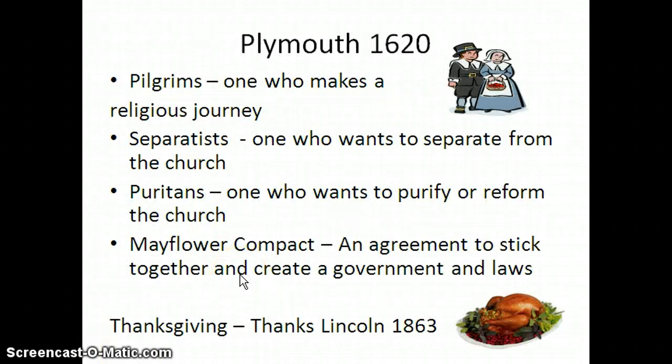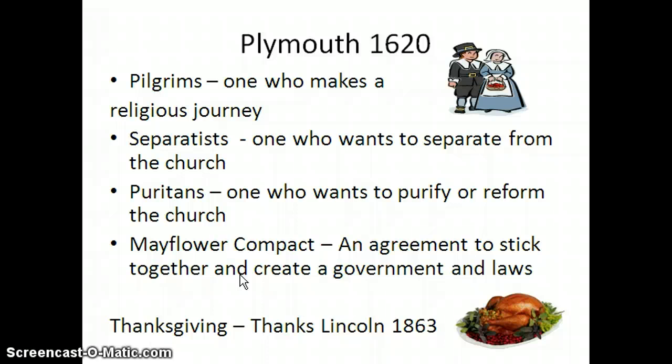Now we're going to move on to a second settlement, Plymouth, in 1620. We will do an activity in class about the Mayflower. Pilgrims are people who make a religious journey, and there was a group of pilgrims that went from England to the New World. Separatists are people who want to separate from the church. Puritans are people who want to purify or reform the church. So in 1620, a group of Puritan pilgrims left England.